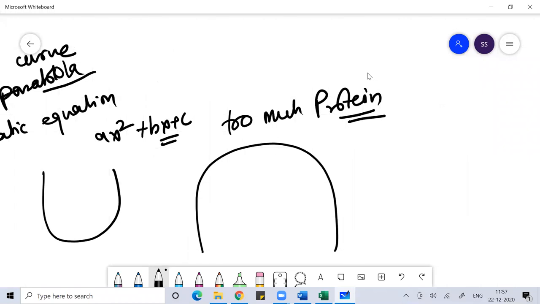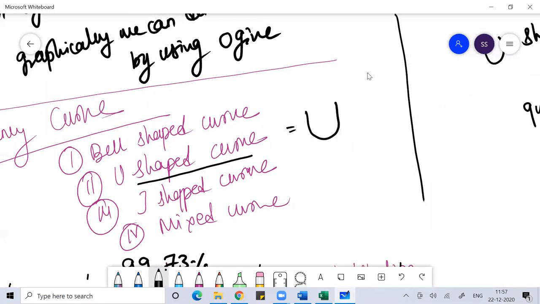Then we talk about the J-shaped curve. A J-shaped curve starts with the minimum value in the beginning. It will go down a little bit and then it will only increase. That is called a J-shaped curve. I'm not getting any example right now for the J-shaped curve.